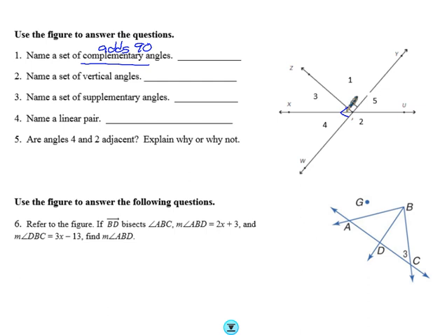If you look, we have our little box here indicating 90 degrees. So I can say that angles 3 and 4, even though I don't know what the measurements are, would add up to 90 because of that little box there.